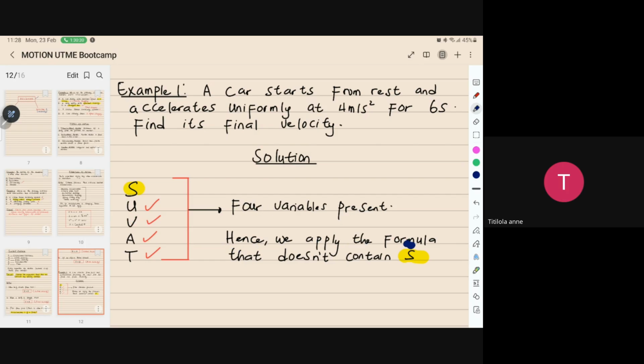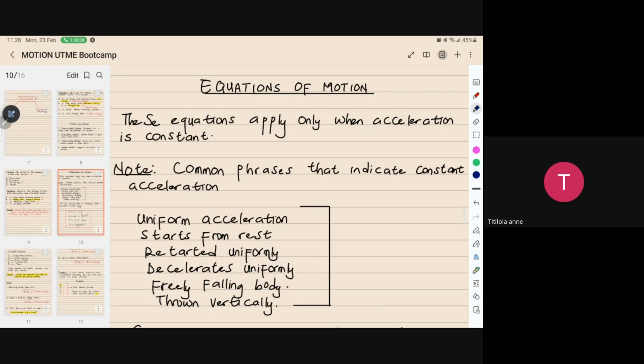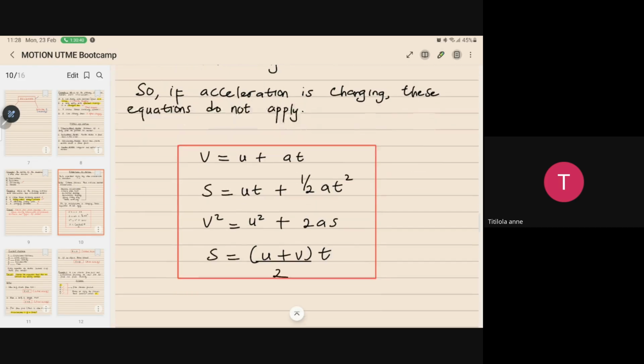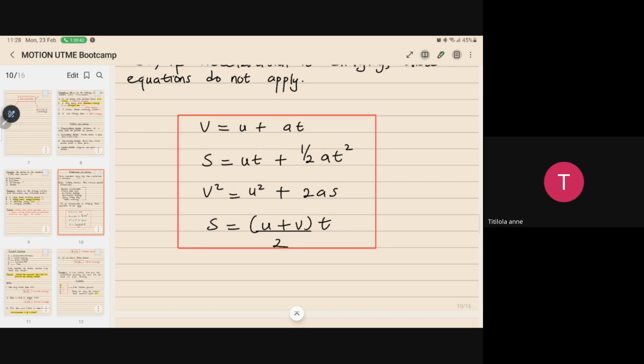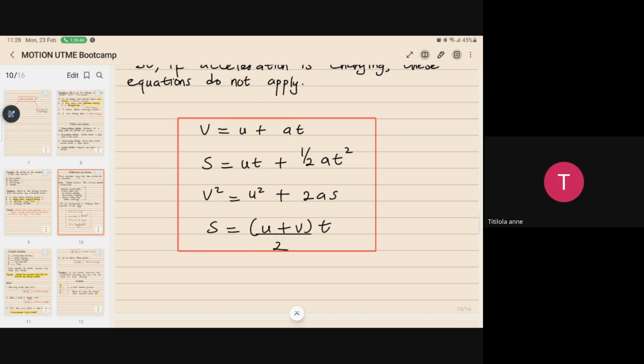Hence, we apply the formula that does not contain s. To solve that question, the one that doesn't contain s is what I'm going to use. So which formula does not contain s? You're going to see that it is equation number 1: v is equal to u plus at. Very simple. That's how to know the equation to use. Just check the variables that are present. Even the one you are asked to find is also a variable, and you assume that it's present. Do you get the point?